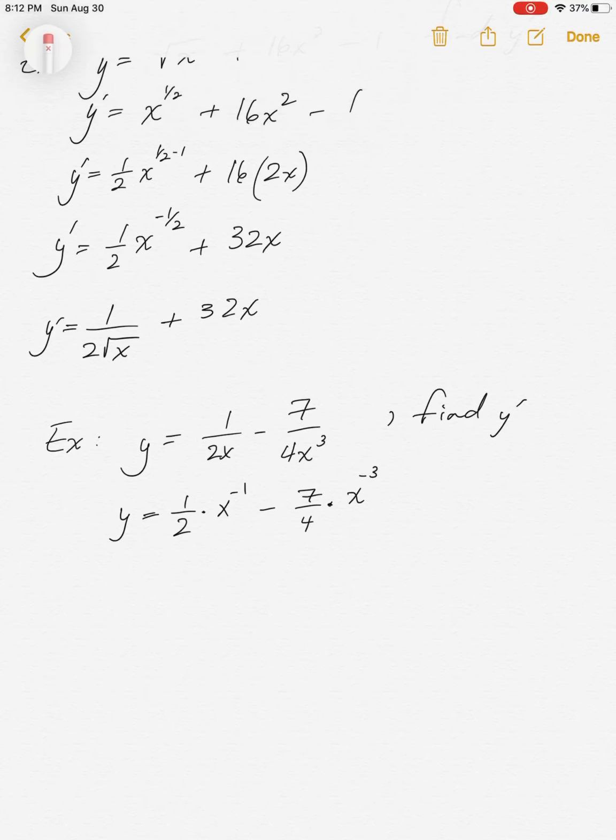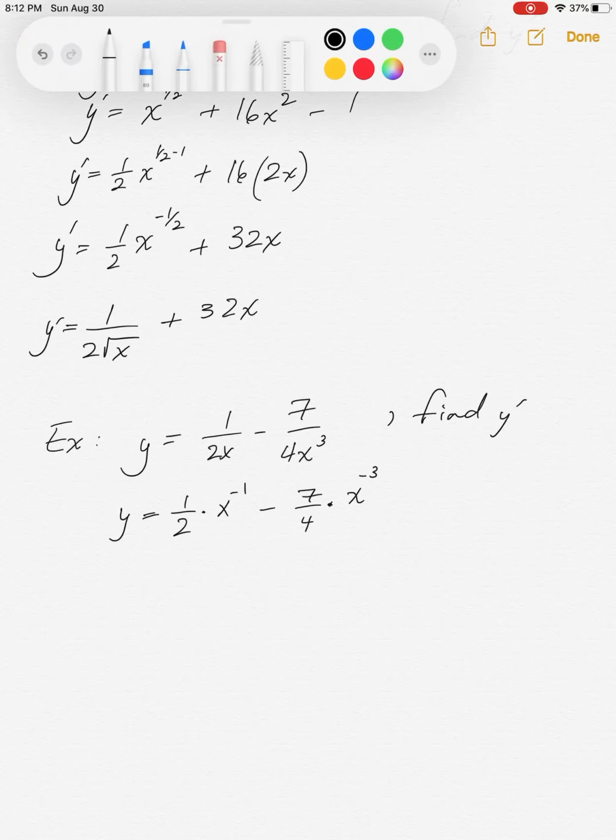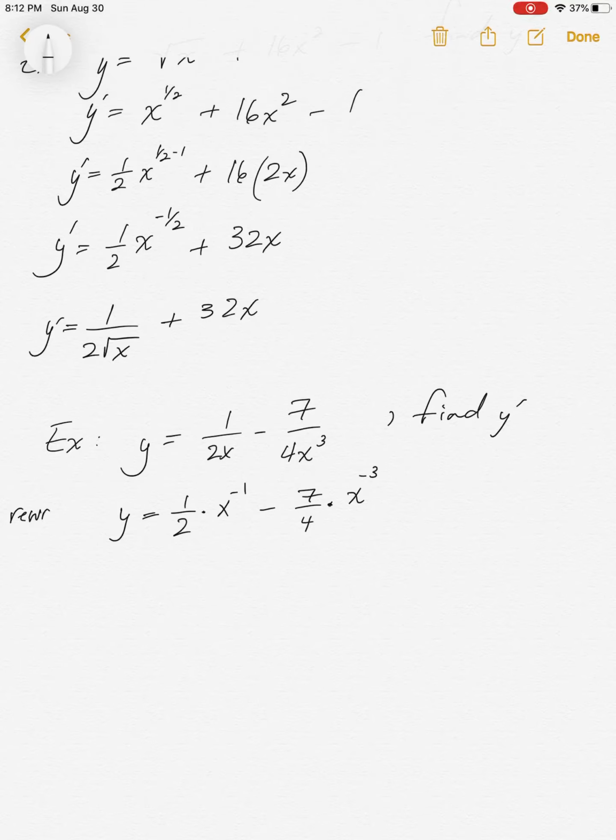I don't need that right there. All this is a rewrite. All I did was rewrite right there, okay? Now, y prime, we have that 1/2 times that negative 1 times the x to the negative 2 minus 7/4 times negative 3 times x to the negative 4.